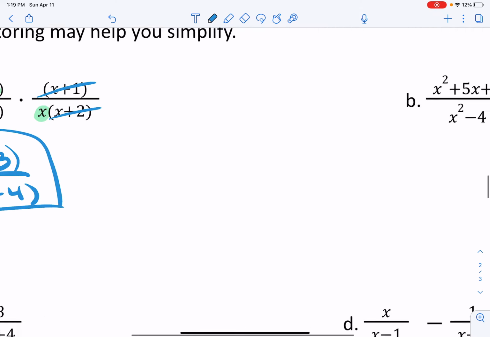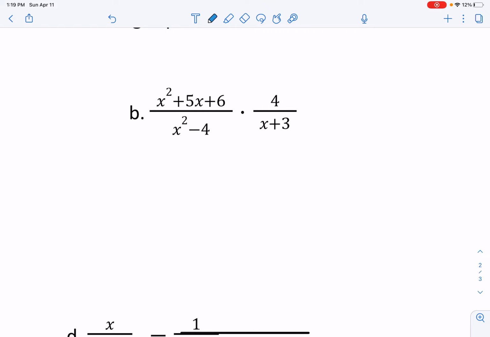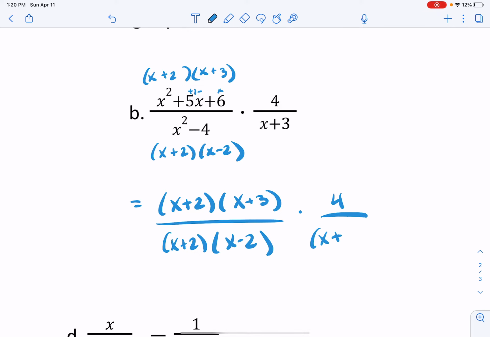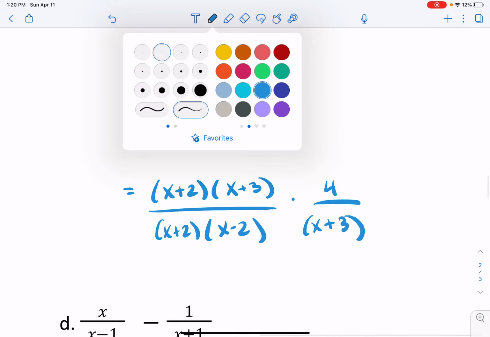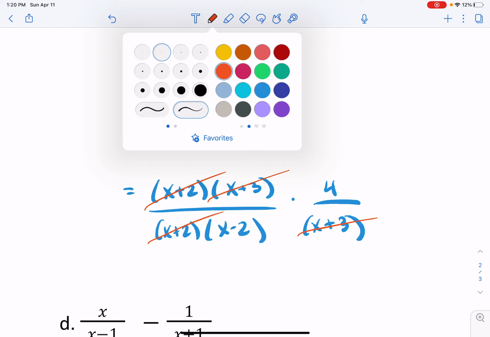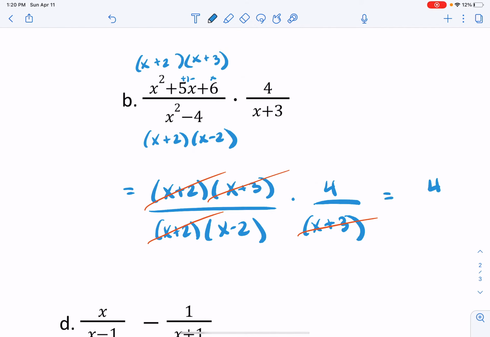Okay. All right, here it looks like we might have to do a little bit of factoring. If I factor the top here and split up my x's, what multiplies to be 6 but adds or subtracts to be 5, I think that would be plus 2 and plus 3. x squared minus 4 factors to be x plus 2, x minus 2. So that leaves us with x plus 2 times x plus 3 all over x plus 2, x minus 2 times 4 over, and I'm going to put x plus 3 in parentheses. So let's start doing a little bit of canceling here. These cancel, the x plus 2's cancel. So all we're left with is 4 over x minus 2.